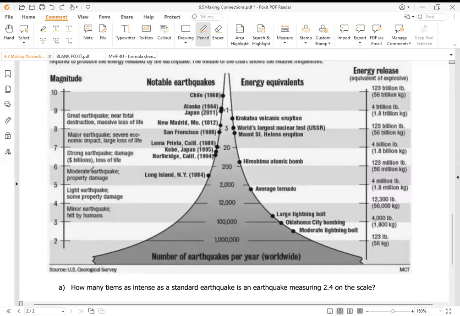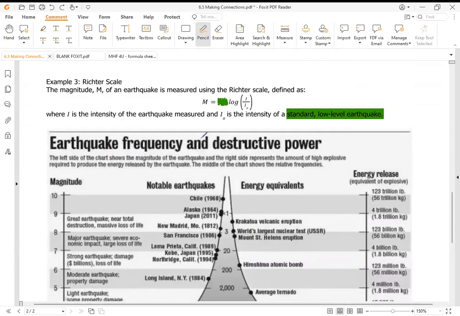In terms of 6, though, if you read here, if that is a 6, how much more intense is that earthquake? Can you do the math? The base is 10.